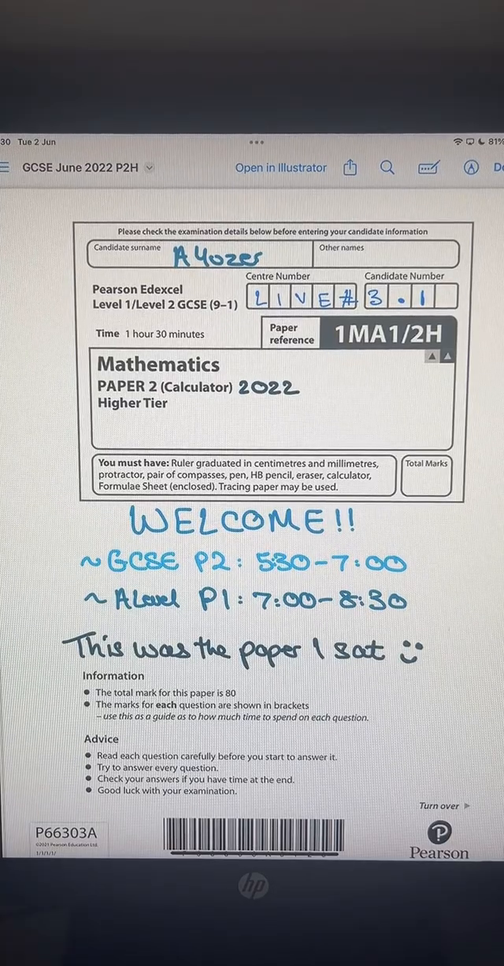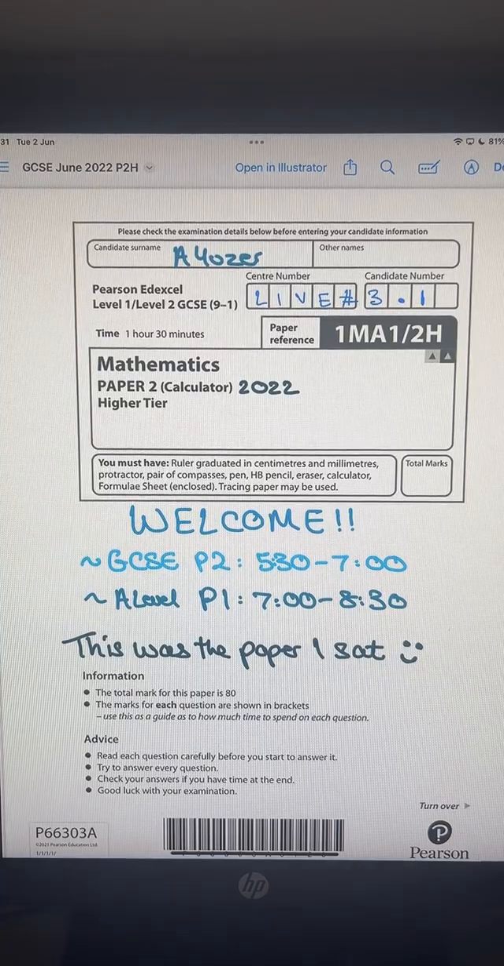Hi guys, welcome to the live today, day before the GCSE paper 2 and the first A-level maths paper of this exam season. It's going to be a bit of a longer live today, because for the first part I'm going to go through GCSE paper 2, the 2022 paper, and then for the second part we'll do A-level maths paper 1. I've decided to do both of the papers I sat, the 2022 GCSEs and 2024 A levels, because I thought it'd be fun to go through the papers I did in my exam season. Okay, so I'm going to get right to it.